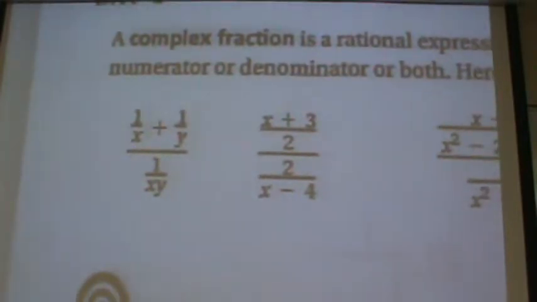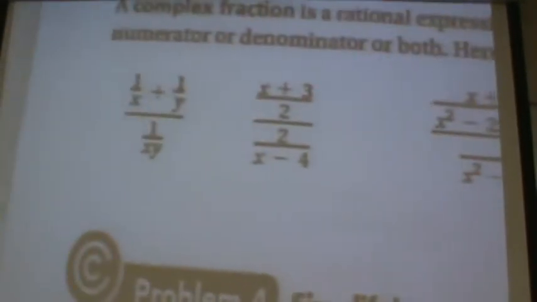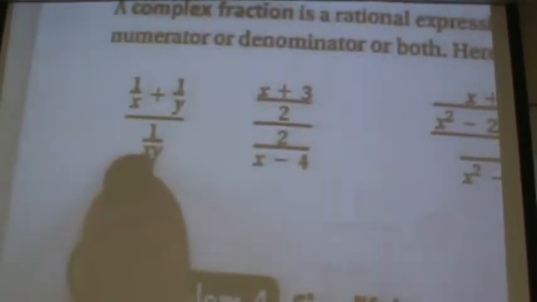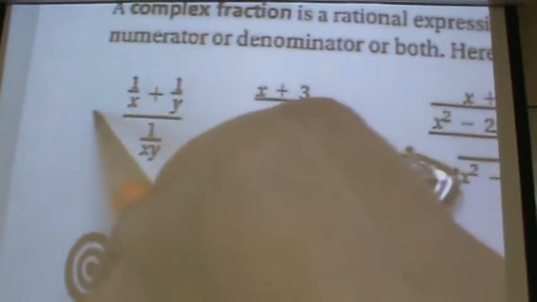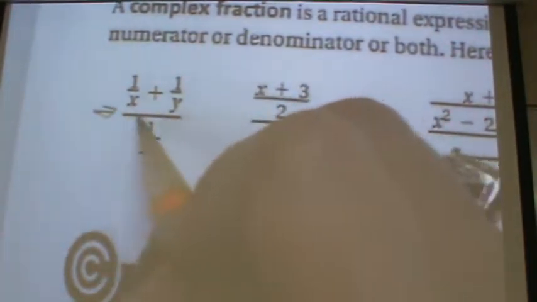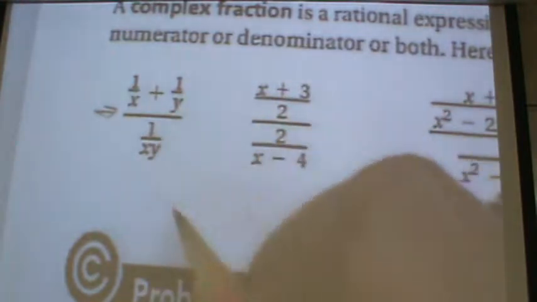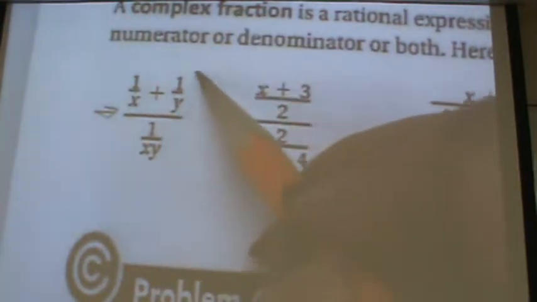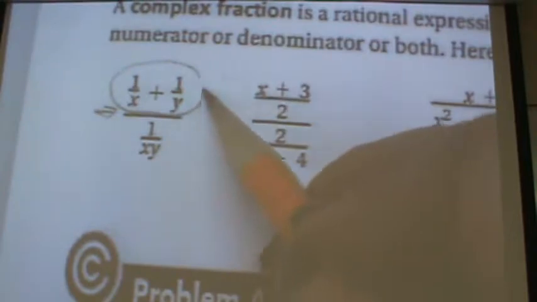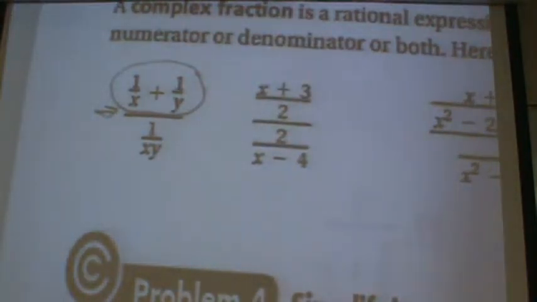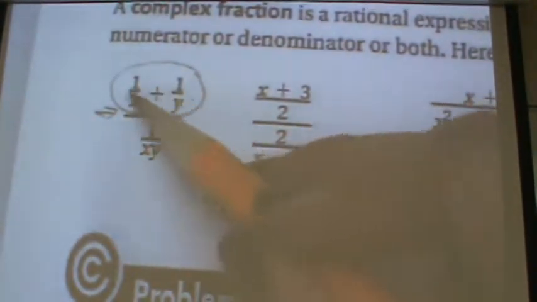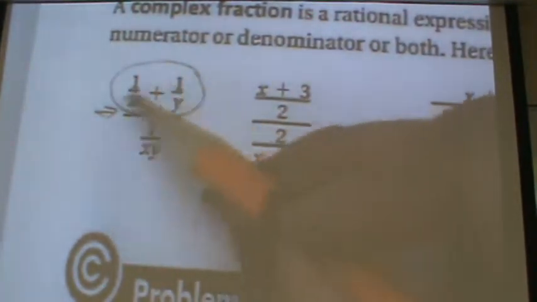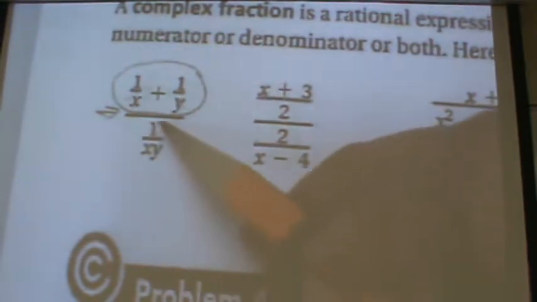And here are some examples of what complex fractions are. Your job, this is a division; these are all division problems. Now I'm going to refer to this as the main fraction line, because there's a fraction line here, here, and here. So your job is to add these two up, like what we did yesterday, to get this to be one fraction, because right now it's two fractions.